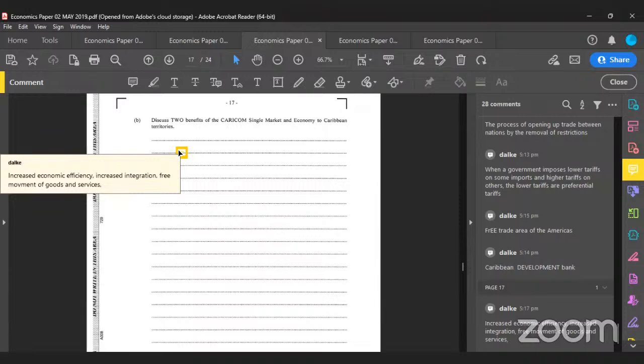Furthermore, there's also the free movement of goods and services, which is also one of the things that are beneficial when you have a free market. And a free market is one of the aspects or one of the steps to creating a single market.